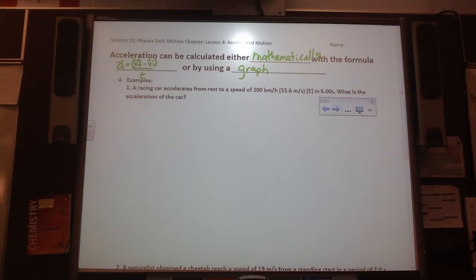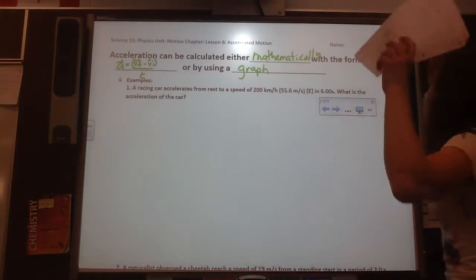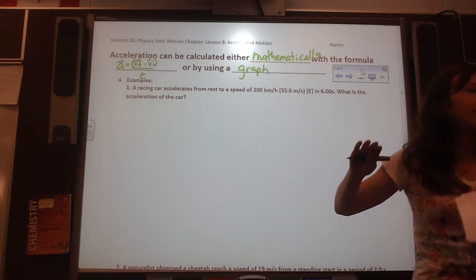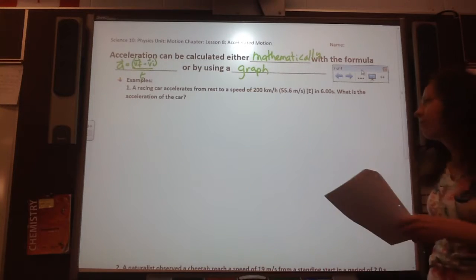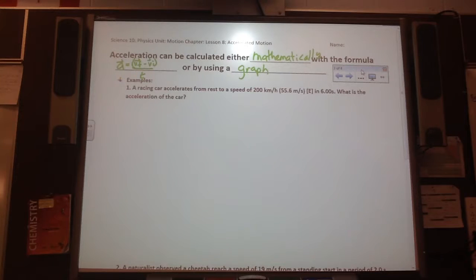I'm going to give you a sheet that has all the summary information about graphing on it tomorrow. But first today we're going to do the mathematical one. We're just doing the math part today. Tomorrow we'll do the graphing. Or if we're fast, we'll start the graphing today. Okay, so an example. A racing car accelerates from rest to a speed of 200 kilometers per hour. Ooh, and it gave us the conversion. That's nice. And 55.6 meters per second east in 6 seconds. What is the acceleration of the car?